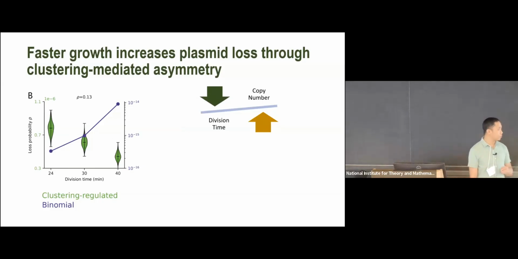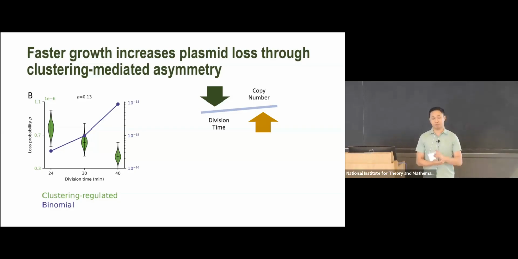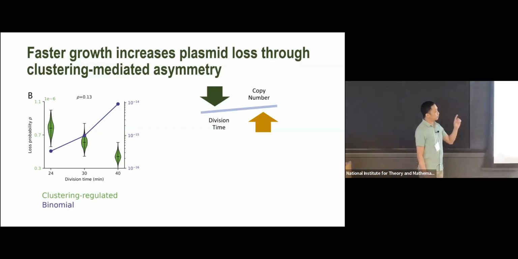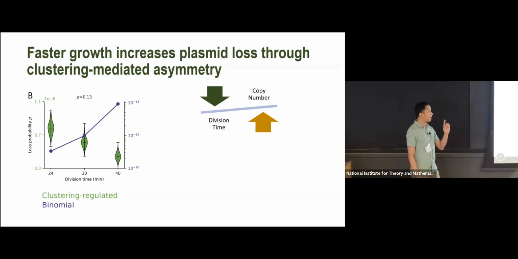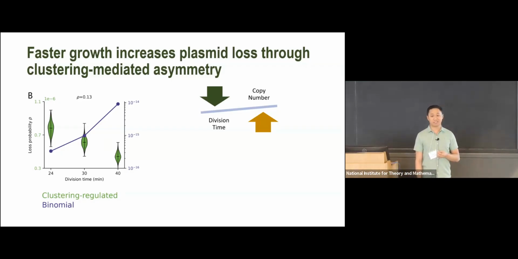To the left, you would see the prediction of our model put against the prediction of a binomial distribution model. Essentially, when we say binomially segregated, the plasmids would be put into one of the poles with 50-50 probability, which means that the loss probability is around 1 over 2 to the n minus 1, n being the number of plasmids, right? So from left to right, the binomial model would predict an increasing loss probability. But our model predicts a different trend. Our model says it should decrease.